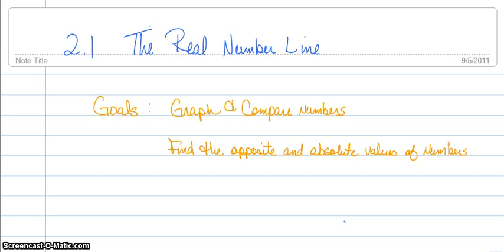Hey, this is section 2.1, the real number line. Our goals for today are to be able to graph and compare numbers and find the opposite and absolute values of numbers.